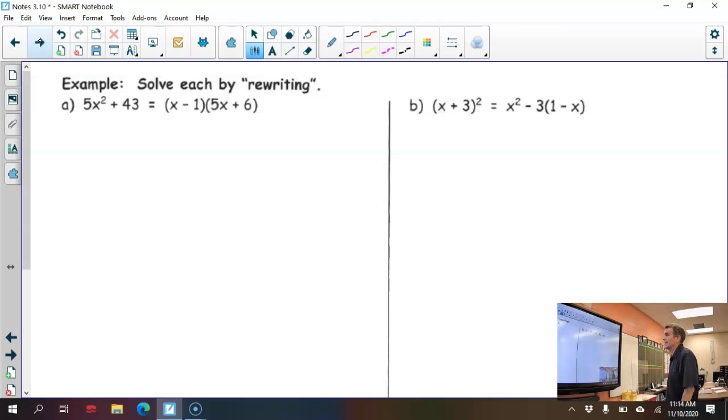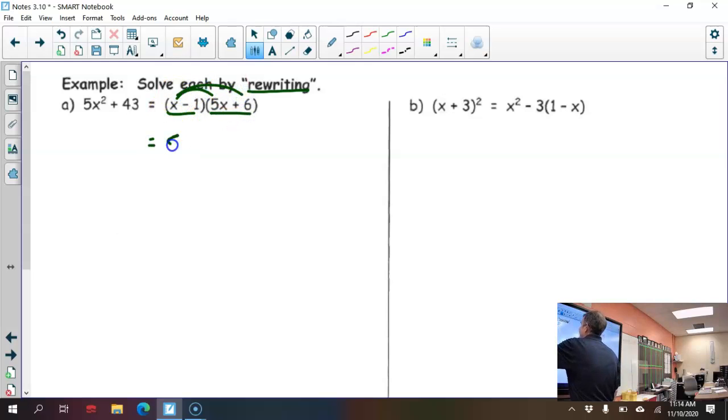So here we go. The first thing I'm going to want to do to solve this is it's telling me solve them by rewriting. And this is something we practiced a couple sections ago, how to multiply these polynomials together. So the first thing I'm going to want to do is multiply this times this. So that would be x times each thing.